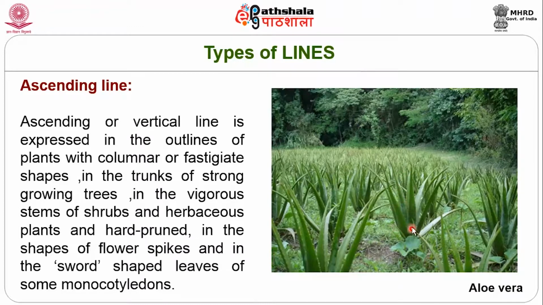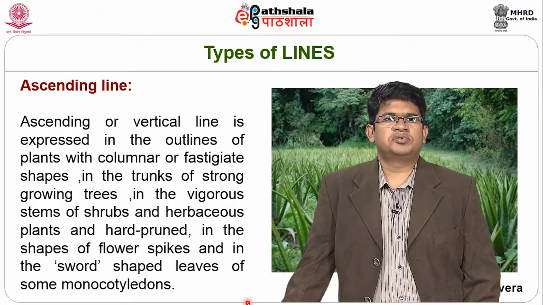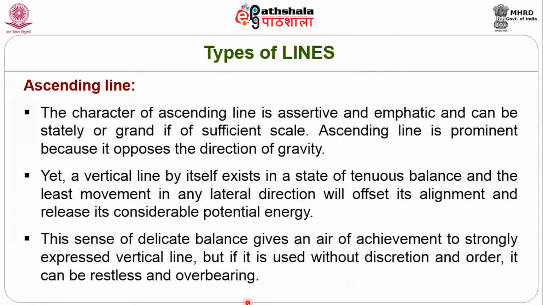These are the lines which ultimately define what an erect or ascending form is. It is expressed in the outlines of plants with columnar or fastigiate shapes, in the trunks of strong growing trees, in the vigorous stems of shrubs and herbaceous plants, and hard pruned in the shapes of flower spikes, and in sword shaped leaves of some monocotyledons. So, we can see this kind of line character in different types of plants.